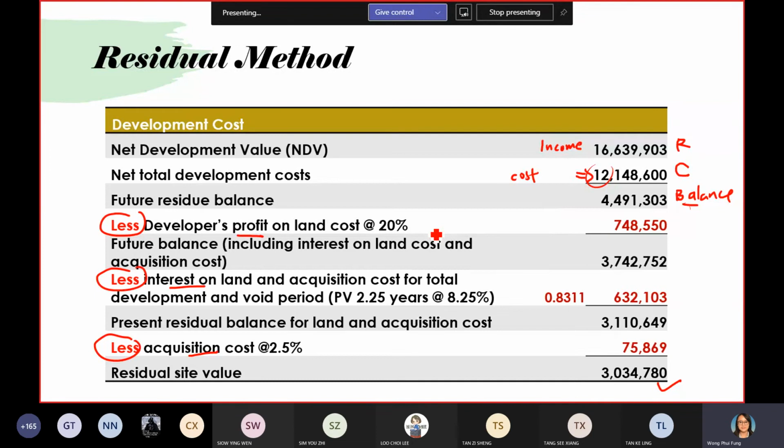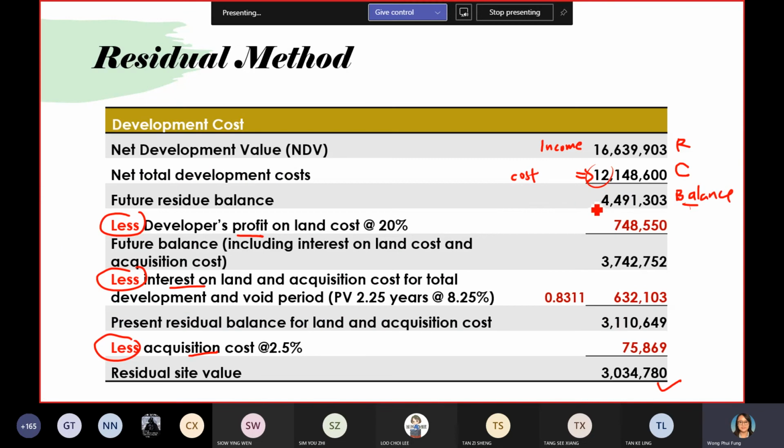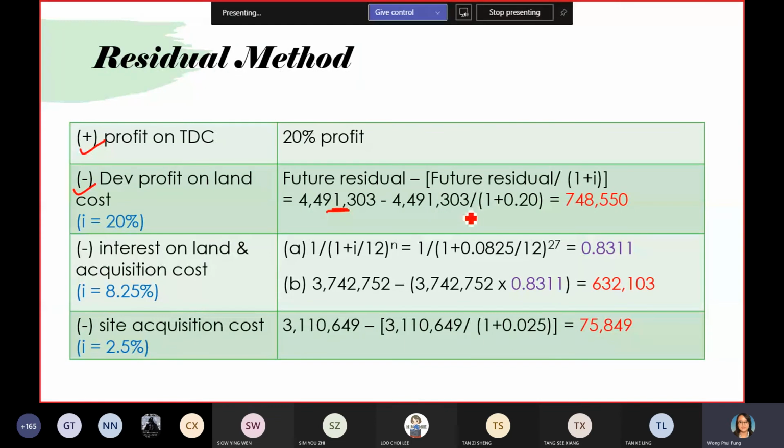Okay, so first minus is minus profit on the land cost. Profit on the land cost, so you see the next slide. First minus is minus developer profit on that piece of land. So you use the previous figure 4.4, which is this one. Minus 4.4 divided by 1 plus i. i here is the predetermined level of return. So 20%, but you express in i, in decimal. So you can use this formula to work backward.